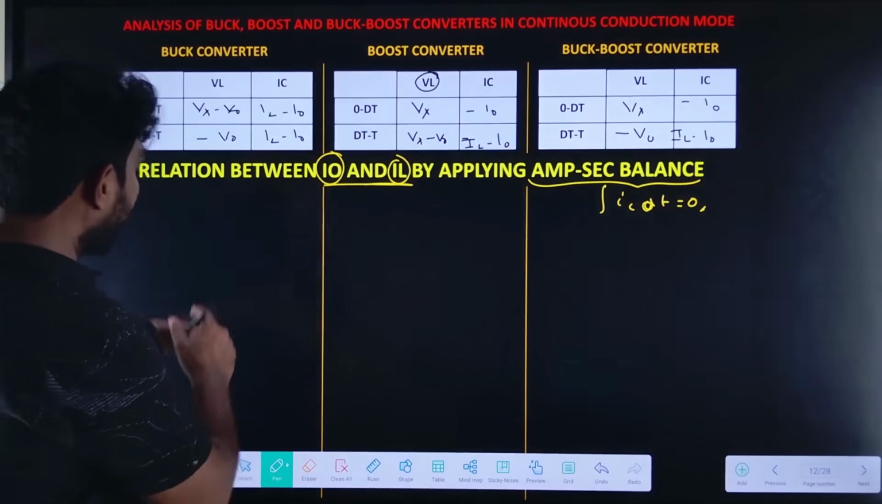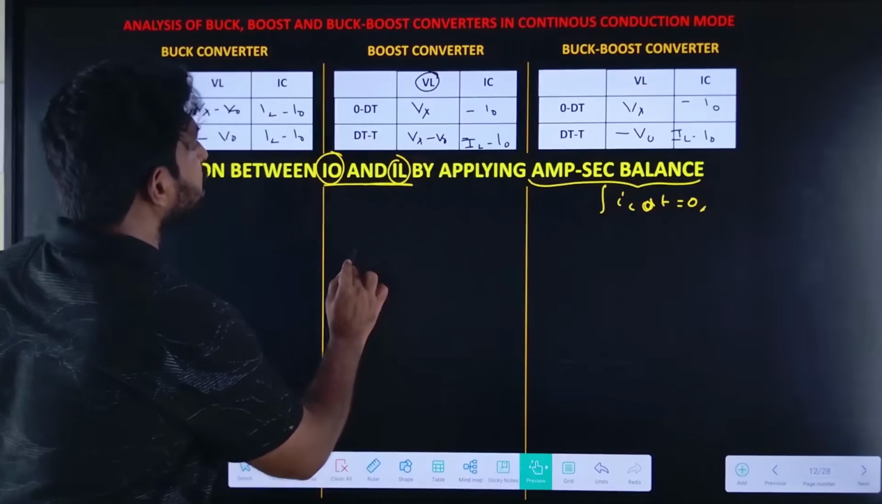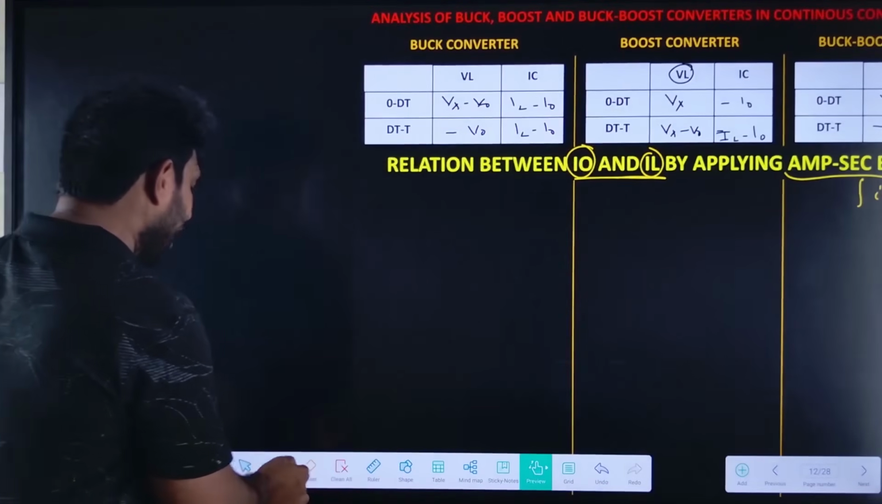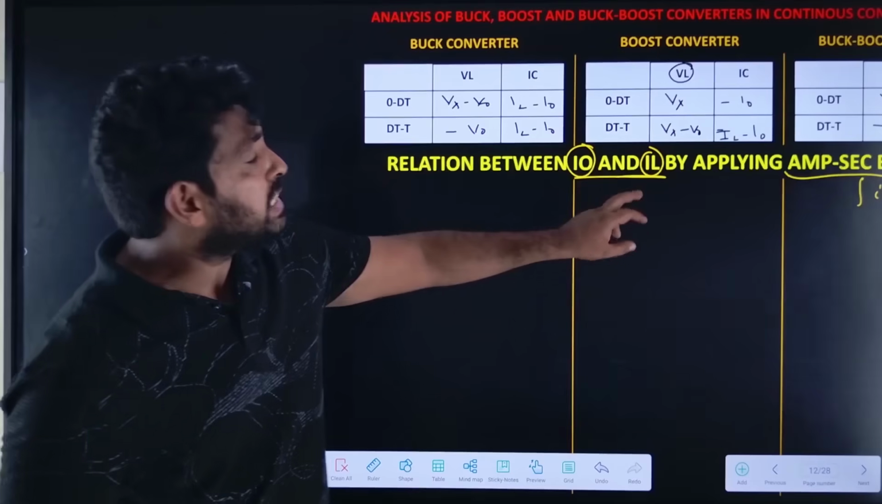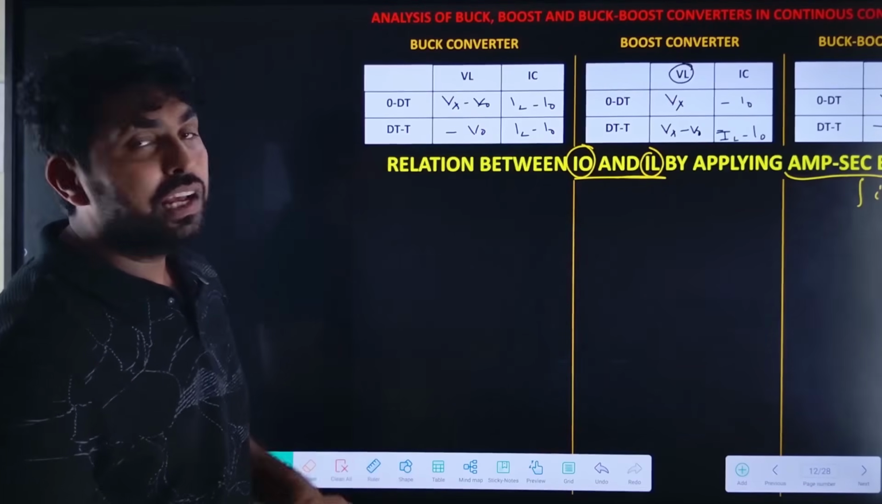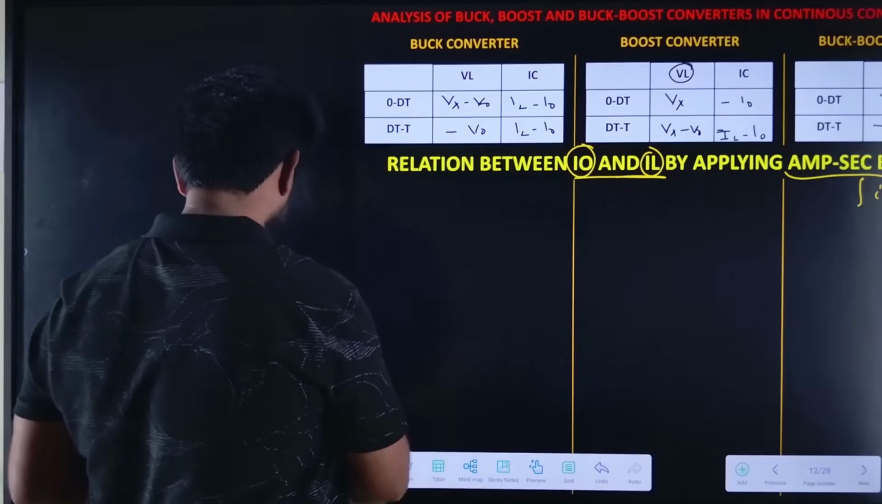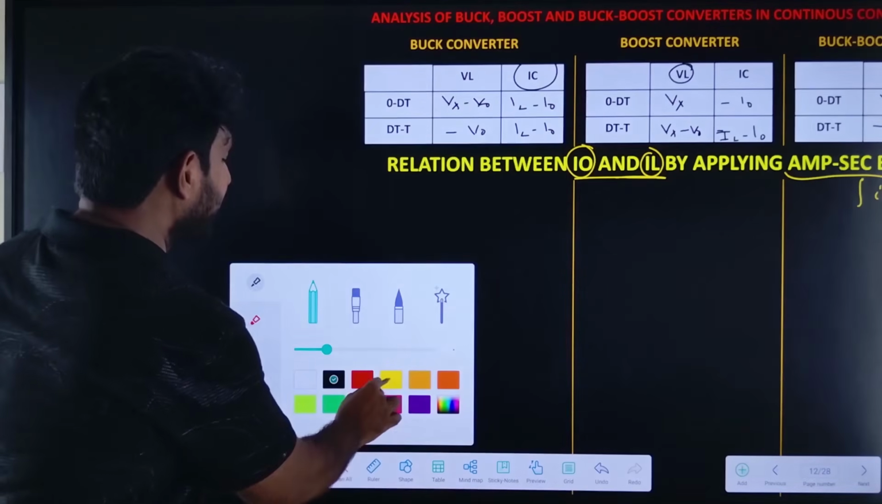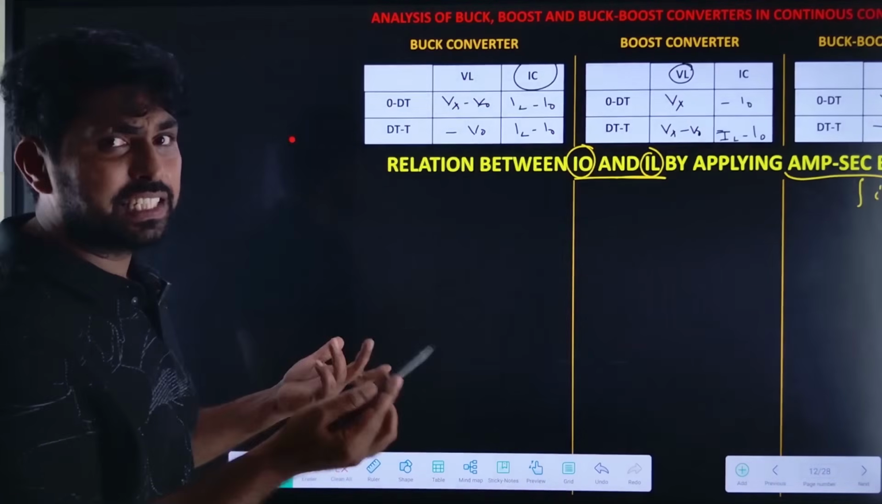Now let us find it for the buck converter. So how can we find the average value? To find the relation between the I0 and IL, we need to find the IC. We have already determined the IC here. So let me write the expression in a similar manner.